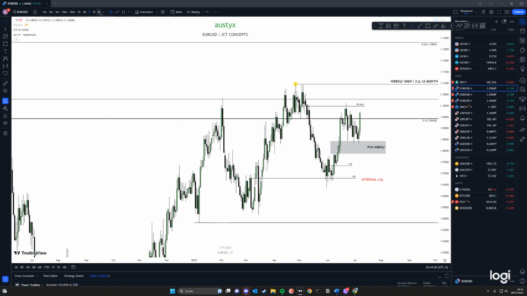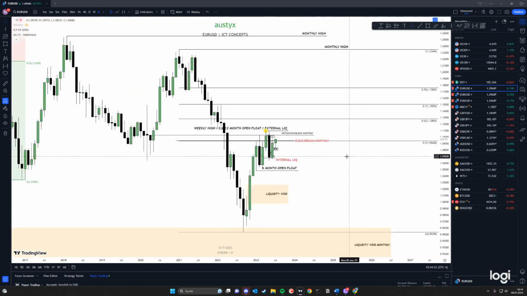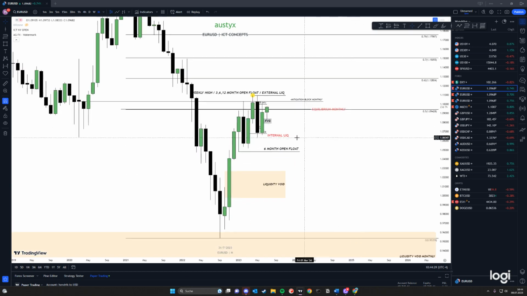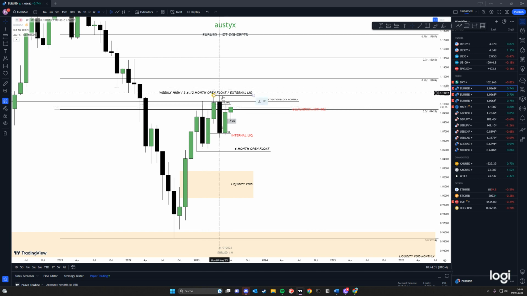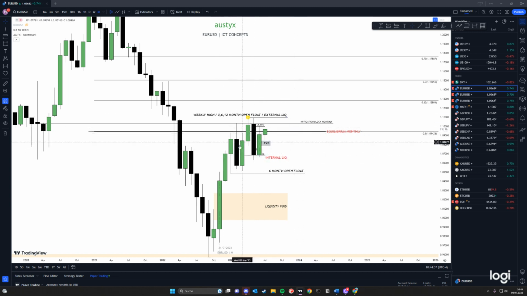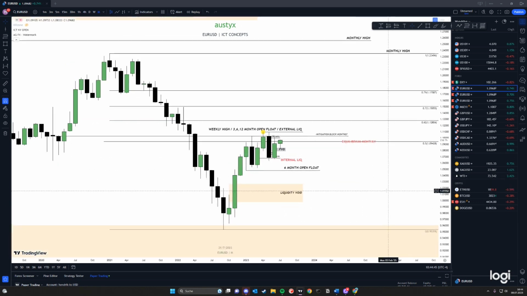I just thought about this today because, if you look at the monthly, we have this sort of consolidation period right now. We're not really doing anything, no real drawn liquidity. Well, we've rejected the mitigation block, but there's not much movement in this period of time. At least not on the monthly chart. There is intraday, but not on the higher time frame.